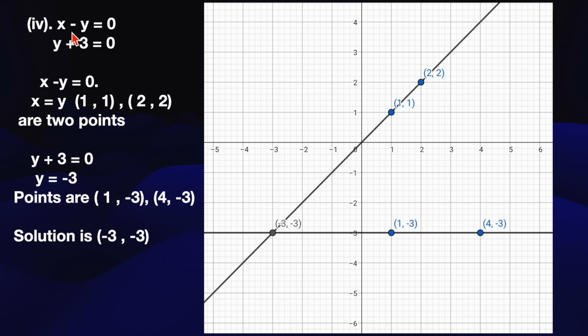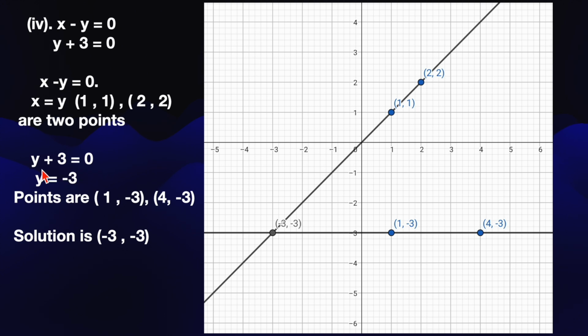Okay. This is the fourth sum. x minus y is equal to 0. y plus 3 is equal to 0. So here, take the first equation. Both are equal. x is equal to y. So if you take value of x as 1, y also will be 1. Take x as 2, y is also 2. You can take any point. If you take x as 4, y also will be 4. So let's plot these points. This is 1, 1. This is 2, 2. Join it. This is the first line.